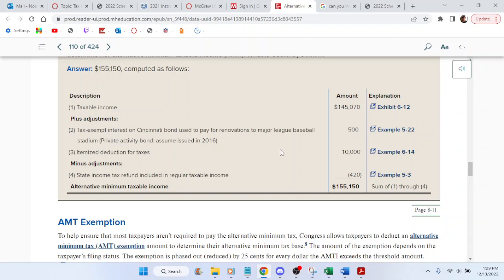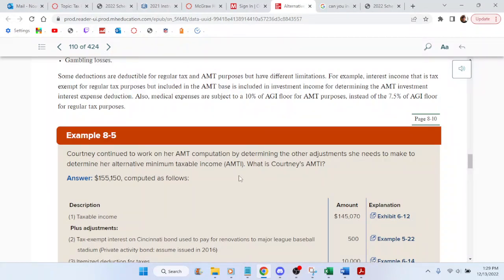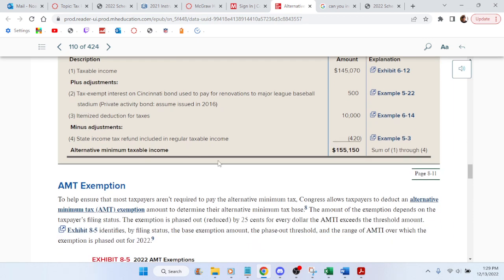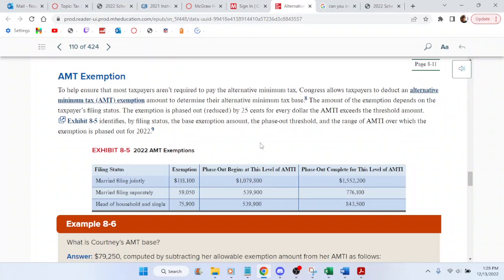So, taxable income is $145 plus adjustments equals alternative minimum tax income. So it's going to be like $118,000 for married filing jointly. Dang it, I might have to actually calculate this. Because look at this. The exemption is only $118,000.